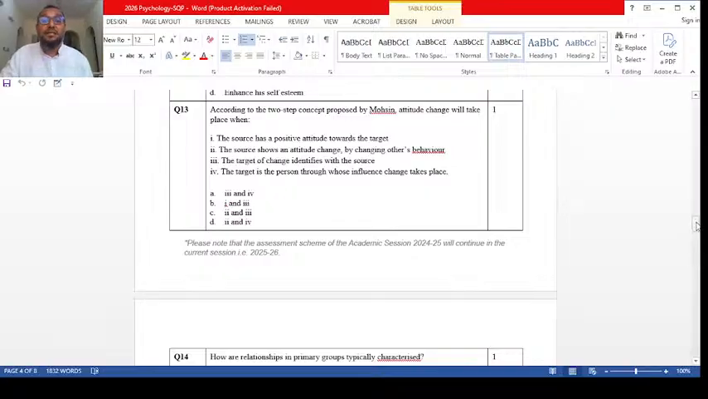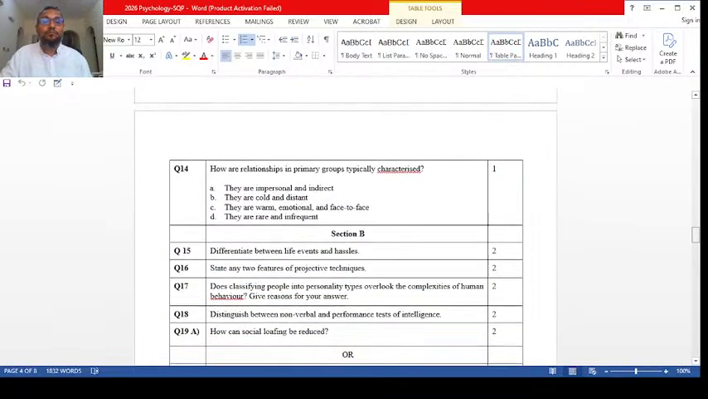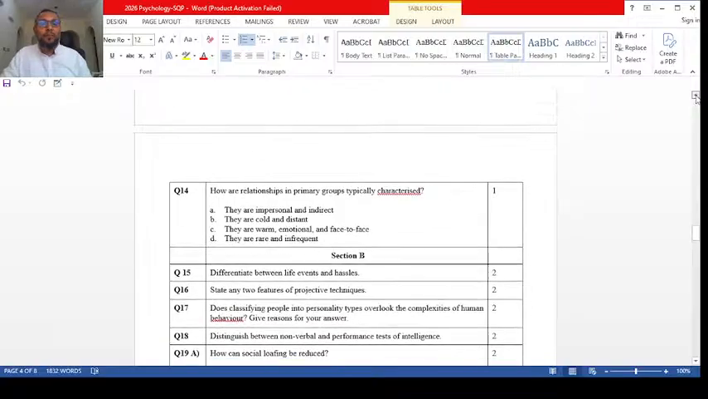Now don't forget, my children, as per the question, you need to analyze the answer. How are relationships in primary groups typically characterized? Primary groups and secondary groups: in primary groups, our relations are very strong, the ties are very strong. A primary group is the family. They are warm, emotional, and face-to-face. Yes, a very important point.